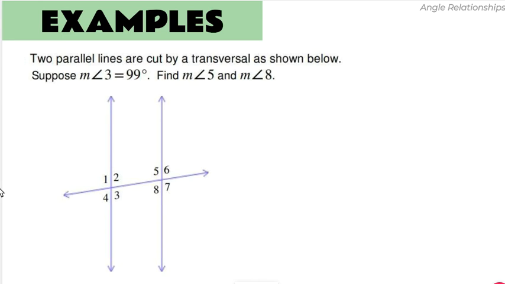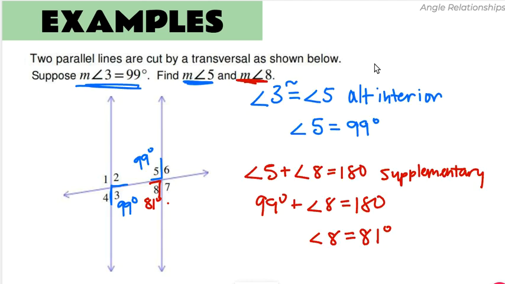I want you to try this one completely on your own. So hit pause and do this one. All right. So you should have gotten angle 5 equals 99 degrees. And that's because of alternate interior angles. Because these alternate on the inside, they are equal to each other. So angle 5 is 99 degrees.